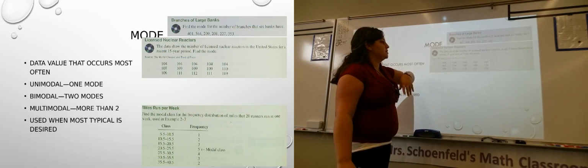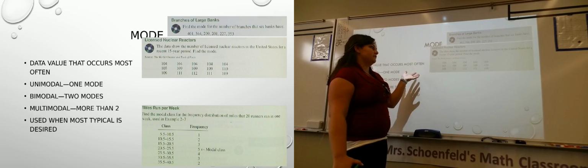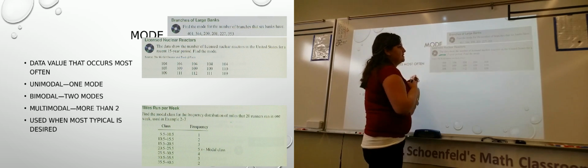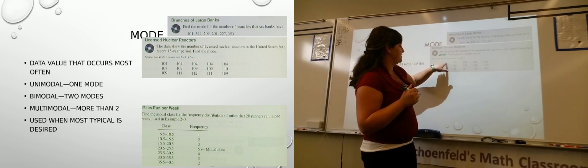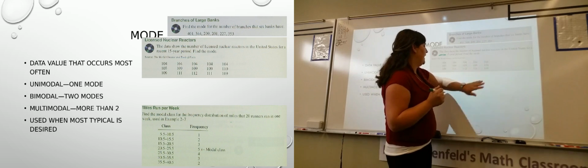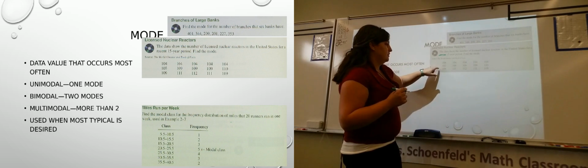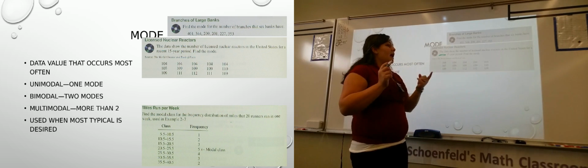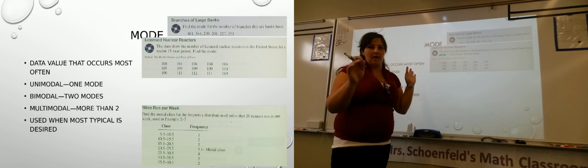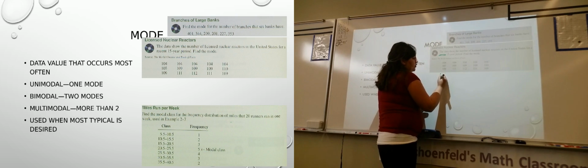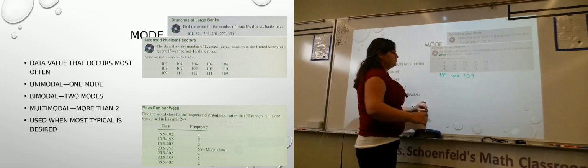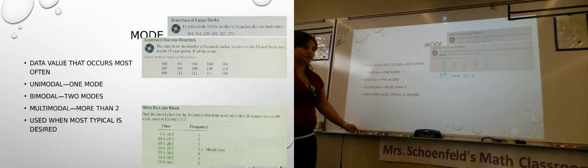So this data shows the number of licensed nuclear reactors in the United States for the recent 15-year period. I don't think it really is recent anymore. In some 15-year period. So I see a lot of 104s. I see 1, 2, 3, 4, 5. There's 1, 2, 4, 5 109s. So 111s. There's 2 of those. I only care about the one that occurs the most often, even though 111 repeated. We don't care about that one. So we're gonna say it's bimodal, and it's 104 and 109. Okay. So that is okay to have as well.